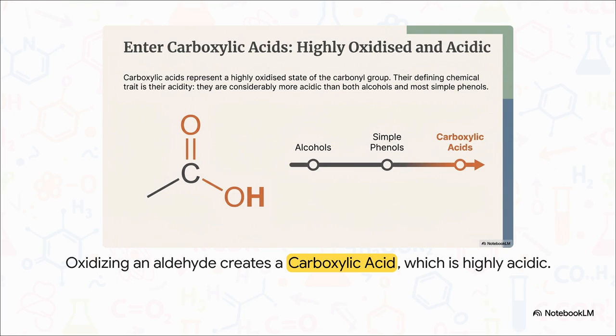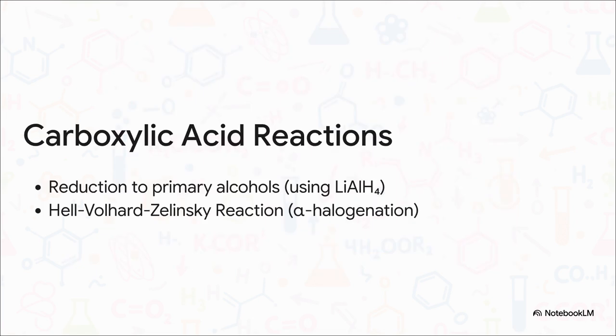So what happens when you do oxidize that aldehyde? You create the third member of our carbonyl family, the carboxylic acids. They're kind of the final step on the oxidation train. And as this slide shows, their number one chemical trait is their acidity. They're way more acidic than their alcohol cousins, and they're really happy to give up that proton from the OH group. And, because they're their own unique family, carboxylic acids have their own special set of reactions.